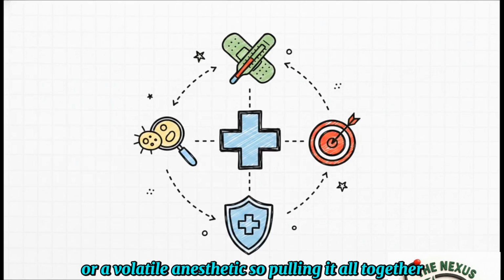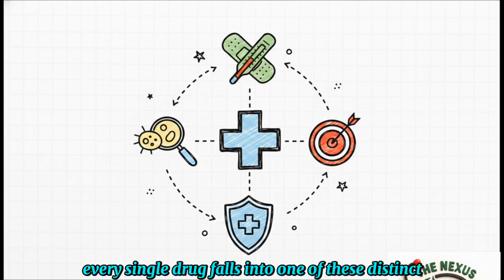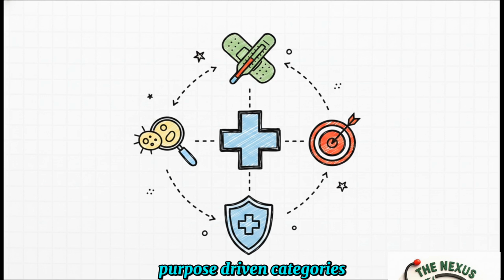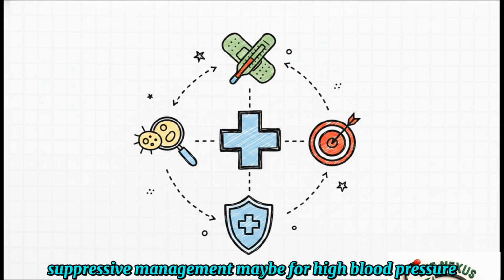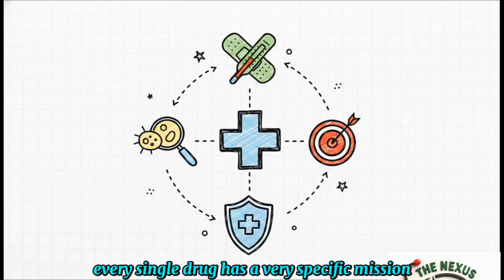So, pulling it all together, pharmacology is obviously a massive field, but basically every single drug falls into one of these distinct, purpose-driven categories. We use them for symptomatic relief, like grabbing a cough syrup, curative elimination of a disease, like taking an antibiotic, preventative measures, like vaccines, suppressive management, maybe for high blood pressure. They're used as diagnostic tools, for general health maintenance, or for contraceptive purposes. Every single drug has a very specific mission.